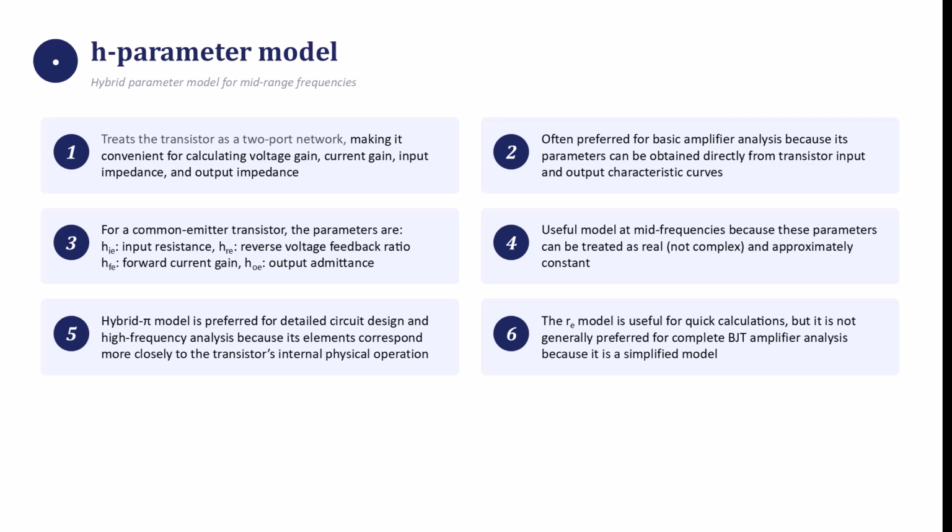The RE model is useful for quick calculations, but it isn't generally preferred for complete BJT amplifier analysis because it's a simplified model. For mid-frequency small signal analysis, we first bias the transistor at an operating point or Q point. Small changes in voltage and current around this point are then assumed to be approximately linear. So the nonlinear transistor can be replaced by a linear model such as the h-parameter, hybrid pi, or RE model. In short, these transistor models convert a complex semiconductor device into a manageable circuit representation that we can analyze using Ohm's law and Kirchhoff's laws.